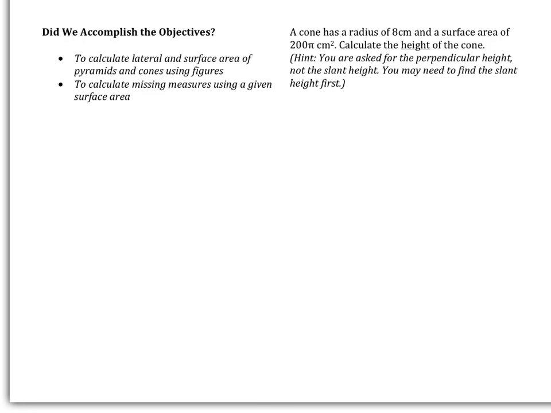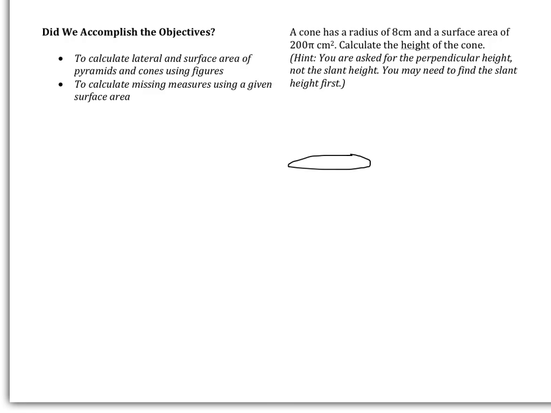So it says a cone has a radius of 8 and a surface area of 200 pi. Calculate the height of the cone. So my hint is, you are asked for the perpendicular height, not the slant height. Our formula, though, involves slant height, so you're going to have to find that first. I'm going to help you by setting up the problem, and then you're going to finish.